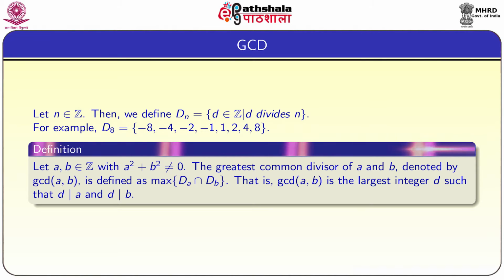So, now by defining that Dn, we are going to define GCD of two integers. First, note that we will take two integers a and b, at least one of them is non-zero. Let a, b belong to Z minus 0. The greatest common divisor of a, b is denoted by GCD of a, b and is defined as maximum of Da intersection Db. That is, GCD of a, b is the largest integer d such that d divides a and d divides b.